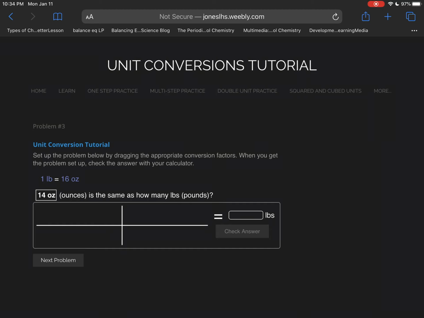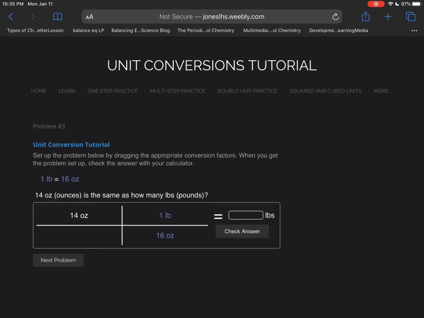Okay, so let me walk you through this one. So it says 14 ounces is the same as how many pounds? So again, I want to always start with what I'm given. So I'm going to take this 14 ounces. Notice it still tells me when I'm doing it right. Since I have ounces on the top, it means I need ounces on the bottom. So I'm going to take the 16 ounce, put it on the bottom, and then the 1 pound is going to go on the top. Notice it says correct.